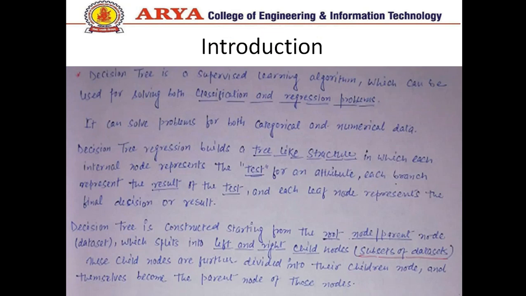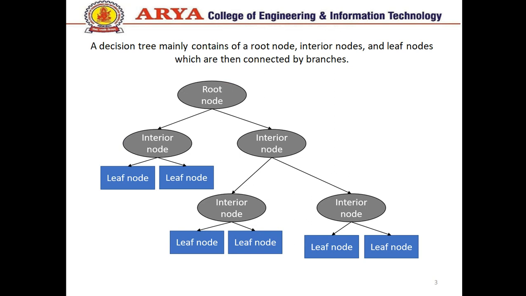Decision tree regression builds a tree-like structure in which each internal node represents the test for an attribute, each branch represents the result of the test, and each leaf node represents the final decision or result. As we know, there is a data structure known as a tree, in which we have root node, internal nodes, leaf nodes. So a decision tree is constructed starting from the root node, also known as the parent node, which splits into left and right child nodes. These are known as subsets of data sets.